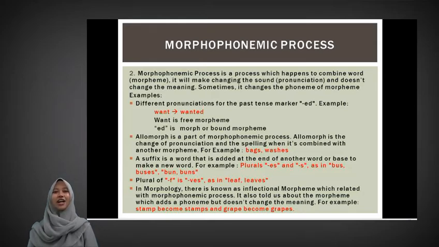The next is about morphology. In morphology, there is an inflectional morpheme which is related with the morphophonemic process. It also talks about the morpheme which adds a phoneme, but it doesn't change the meaning. For example, stamp becomes stamps, and grape becomes grapes. That's all the processes of morphophonemic.